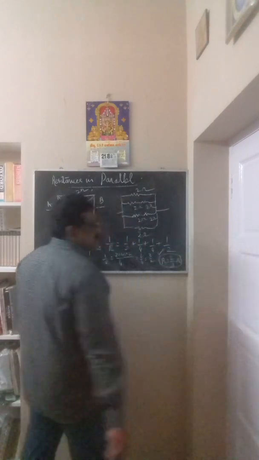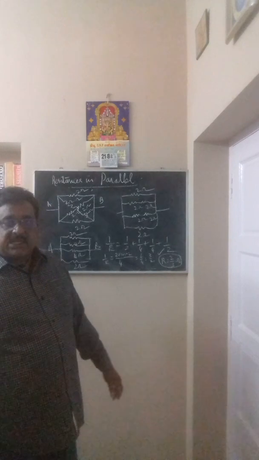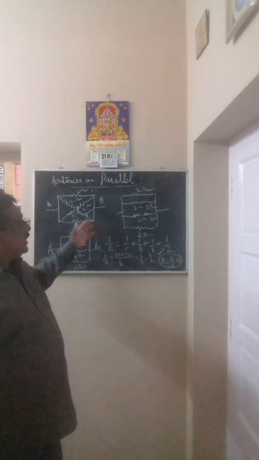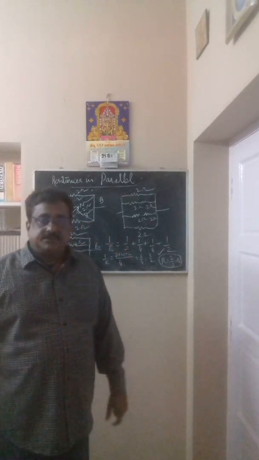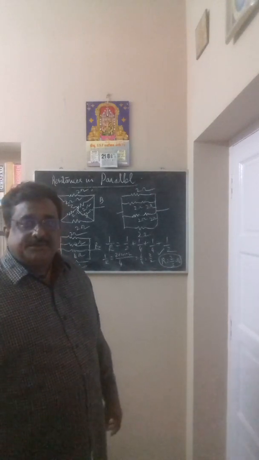So this is the effective resistance or the collective resistance, and you have to find it like this. Hope you understand. Thank you.